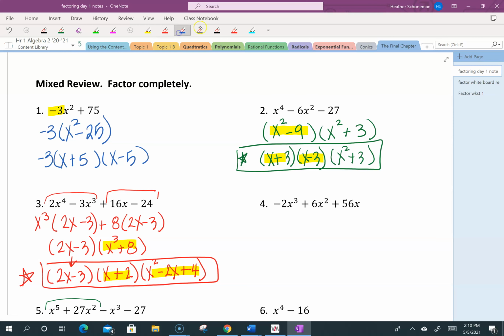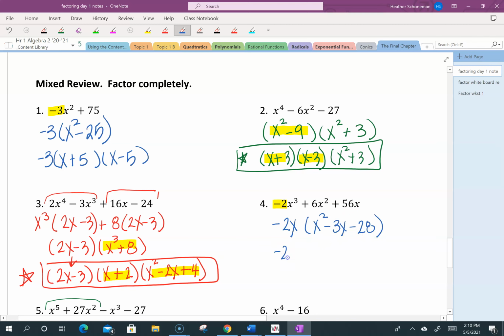Okay, let's take a look at number 4. On number 4, first thing we've got to look for is the greatest common factor. And because this starts with a negative, you know there's got to be one. So on this one, my greatest common factor is negative 2x. So I'm going to take that out, and I'm left with x squared. 6 divided by negative 2 is negative 3x. And 56 divided by negative 2 would be negative 28.